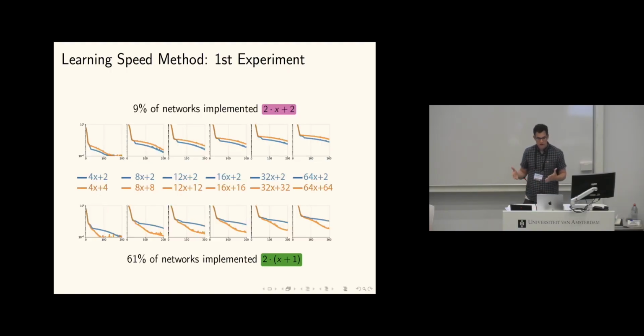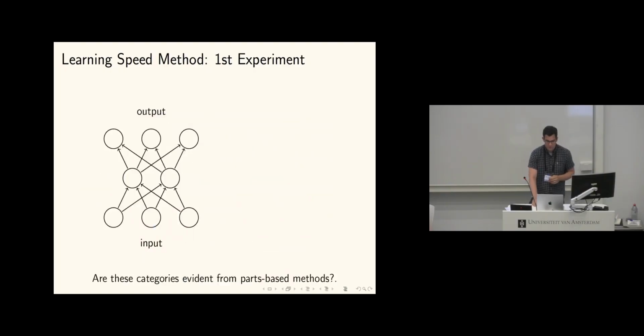Out of our 300 networks, 9% implemented 2x plus 2, and 61% implemented 2 times x plus 1, for an overall interpretability of 70%. Now you might be wondering, are these categories introduced by learning speed already evident from parts-based methods? And the answer is no.